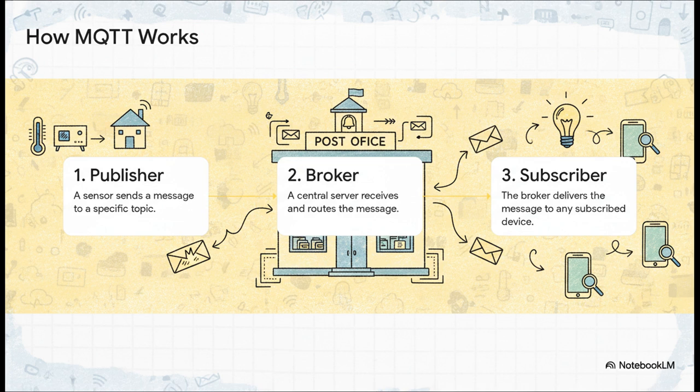A sensor, which we'll call a publisher, sends a message to a specific topic, let's say home/living room/temperature. But it doesn't send it to another device. It sends it to a central server called the broker. That's our post office. The broker then delivers that message to any other device that has subscribed to that specific topic. The cool part? The devices never even know that the others exist.